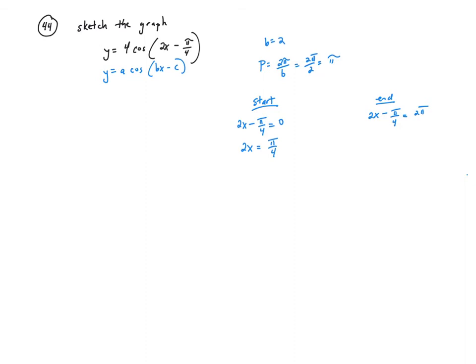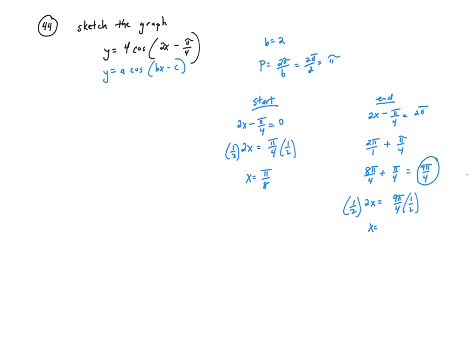So now we'll solve each equation, add pi over 4 to both sides, and then divide by 2 or multiply by 1/2. We get that our cycle starts when x equals pi over 8. To find where our cycle ends, also add pi over 4 to both sides of the equation. 2 pi plus pi over 4 ends up being 9 pi over 4. That means that 2x equals 9 pi over 4, divide by 2, or multiply by 1/2, and we see that the cycle ends when x equals 9 pi over 8.